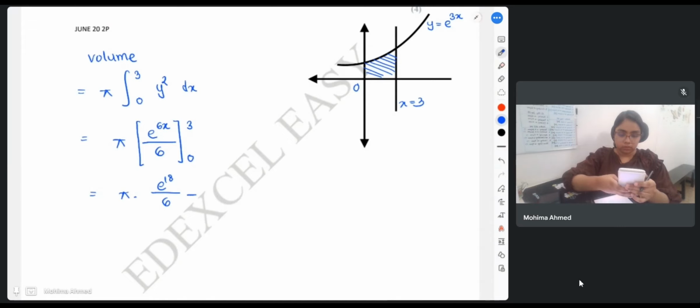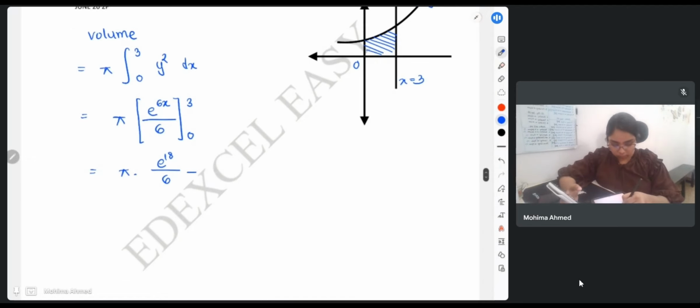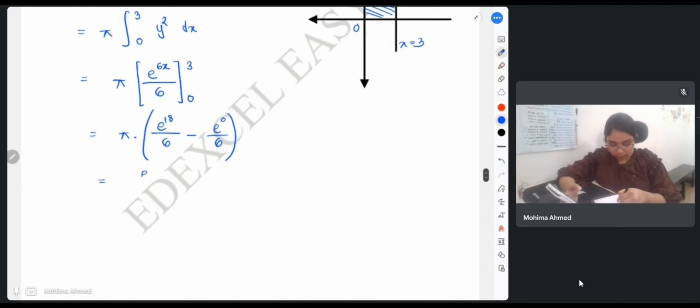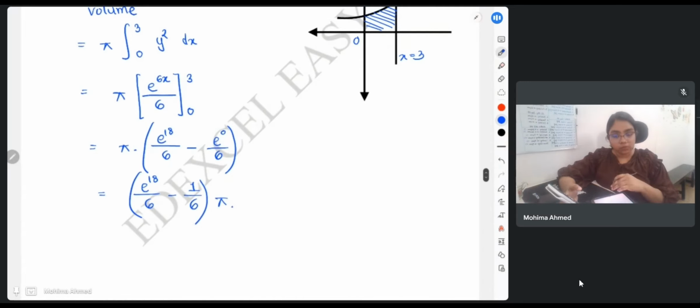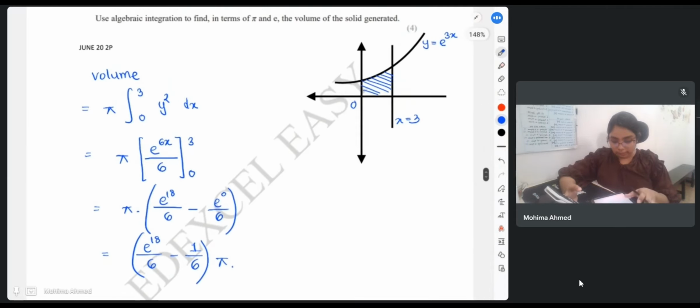Let me just check. I think it is 1. E power 0 is 1, right? So for e power 0 by 6, I'll just write it down over here. And in the next line, I'll write e power 18 by 6 minus 1 by 6, everything multiplied with pi. You can keep your answer like this, or you can take that 1 by 6 common and write 1 by 6 pi times the bracket e power 18 minus 1. All the formats are acceptable over here, because in this case you just have to write your answer in terms of e. That's what we did. Nothing else to do over here.